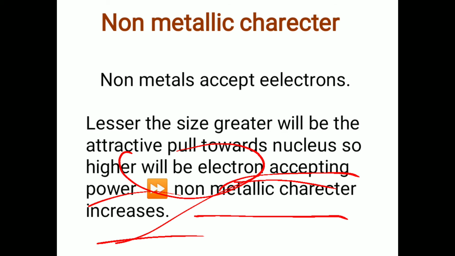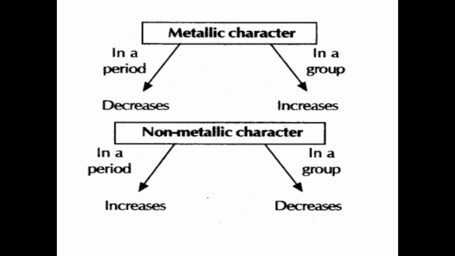And that is why, as we know, in a period, if we go from left to right, what happens? The size decreases. That is why the metallic character also decreases. Metallic character is proportional to the size. If size increases, then metallic character also increases. But here, from left to right, the size decreases. That's why metallic character will be decreasing.